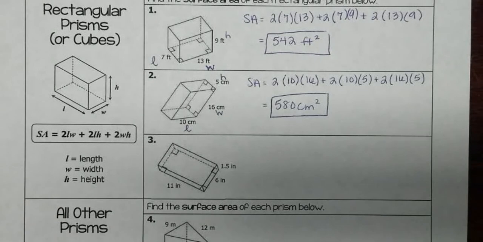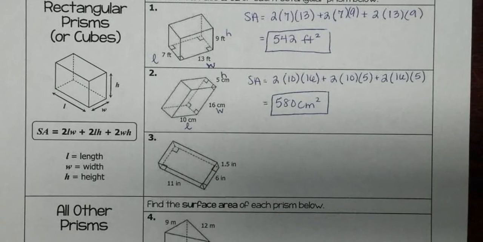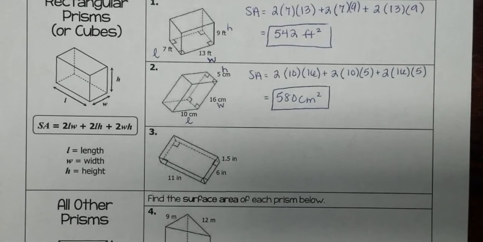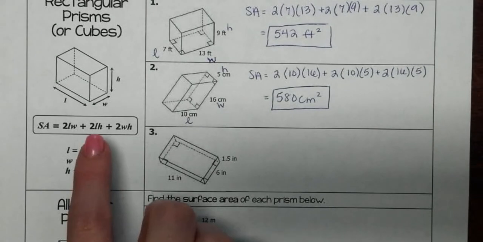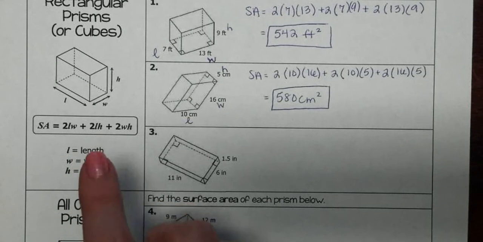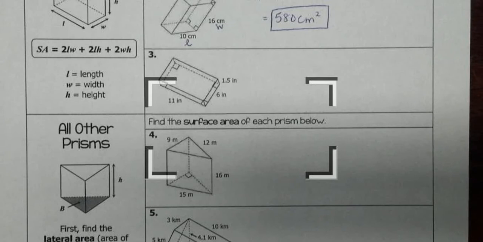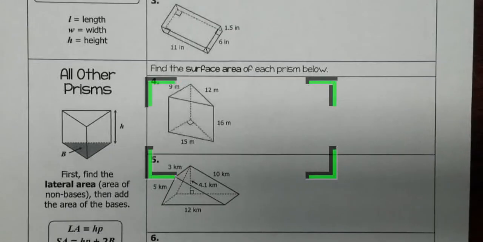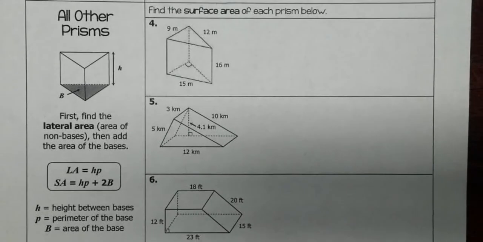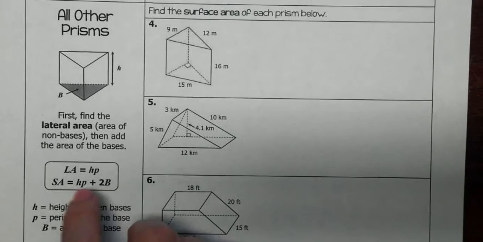I'm going to leave number 3. We're going to look at the formula that works for any other type of prism. So this formula only works for rectangular prisms and cubes. It doesn't work for anything else. So if you have a triangular prism, trapezoidal prism, something like that, this formula is what is going to work.